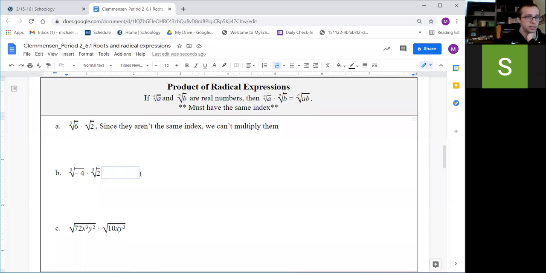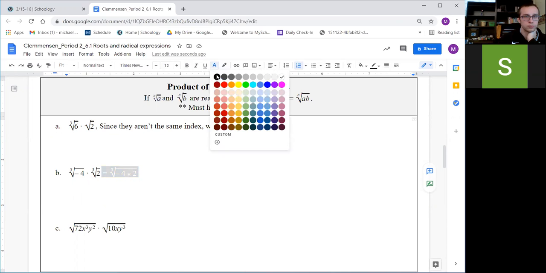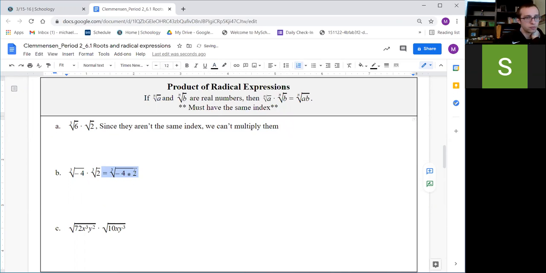Then we have problems like this. Since they do have the same power, we multiply them together. Right? And we get -4 times 2. -4 times 2 is -8.